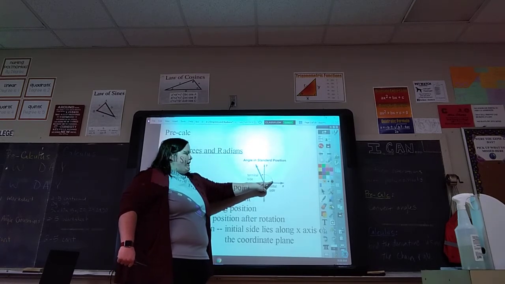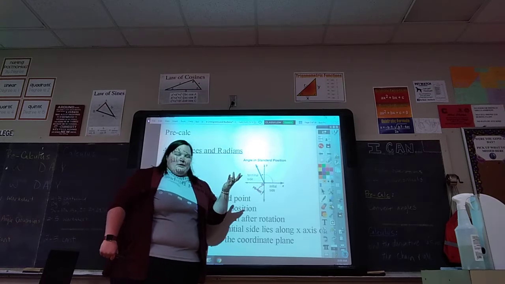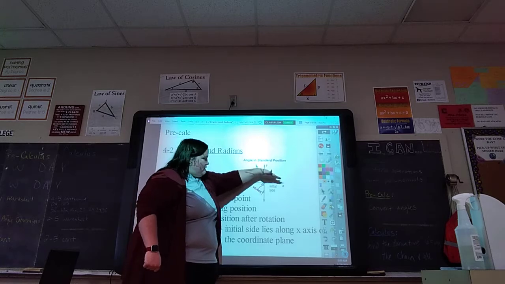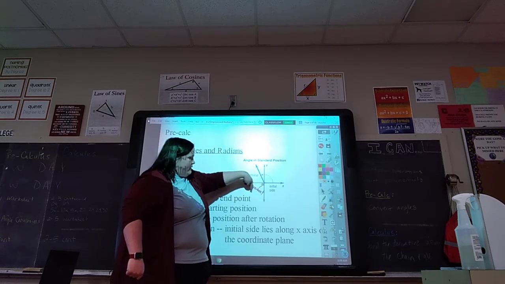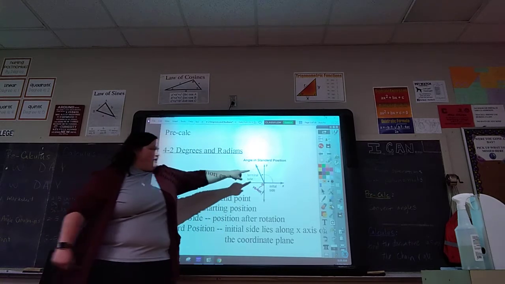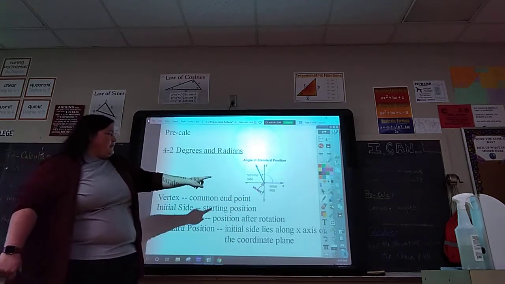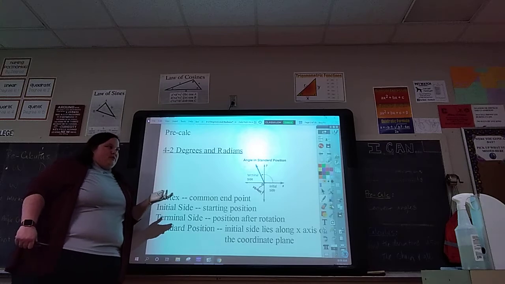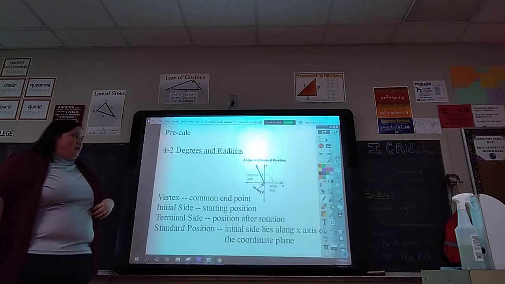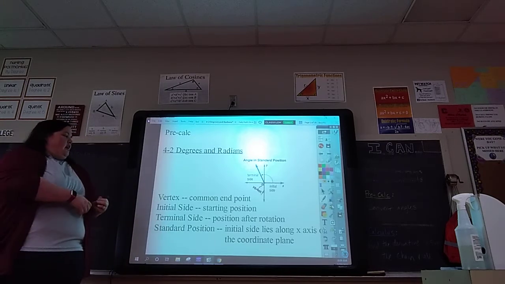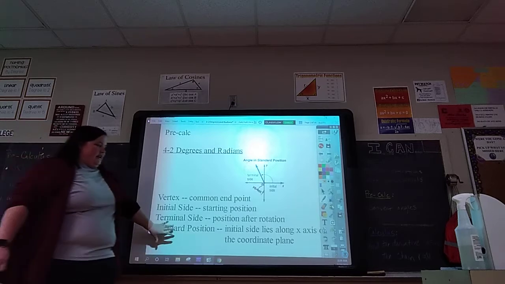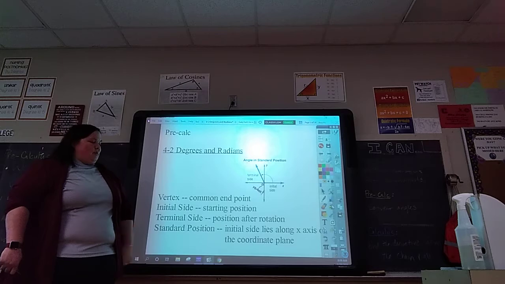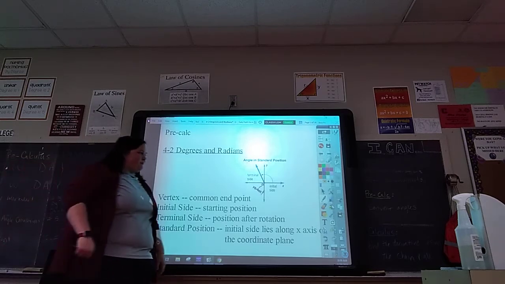So we have our initial side, and it typically rotates counterclockwise. But you will see this directional arrow, because sometimes we don't rotate in that direction. We could get to this one if I said rotate counterclockwise, or clockwise a little bit further. So you will see a directional arrow indicating the direction we're rotating to get to that terminal side. And in order for it to be in standard position, it just lies along the X and Y axes of the coordinate plane.